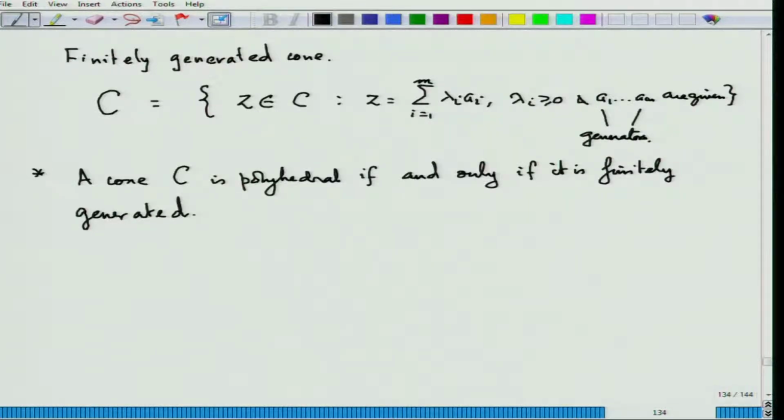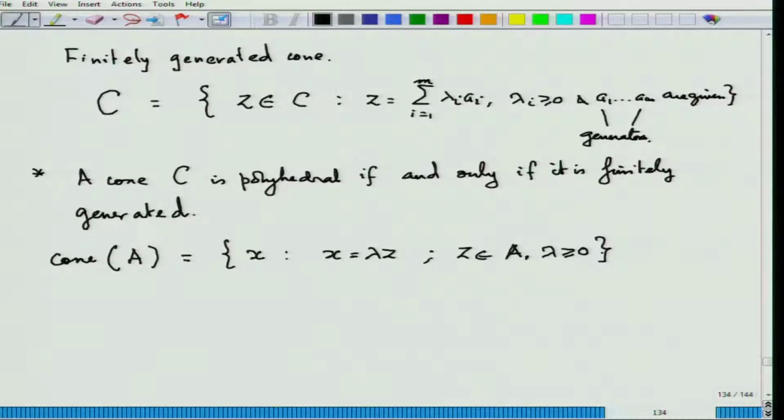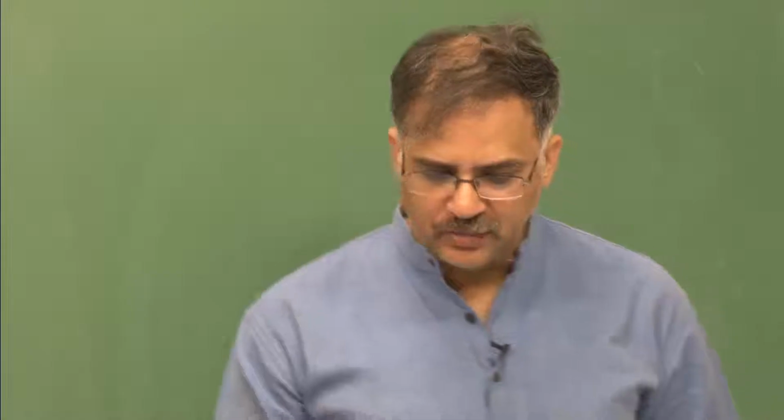Now, also I would like to recall before you a very familiar notion of a cone generated by a set A. This consists of all the points x such that x is equal to lambda z, where z is an element of A, and lambda of course is greater than or equal to 0. This is called the cone generated by A.